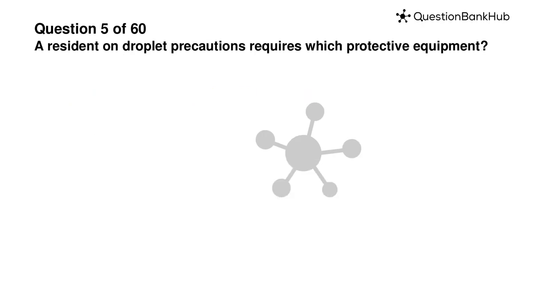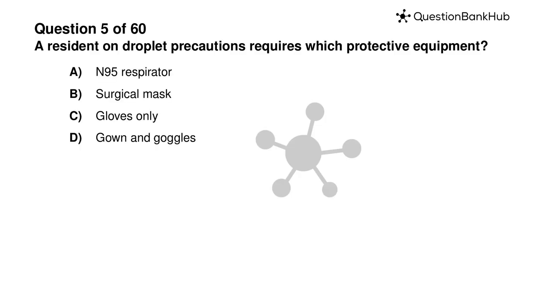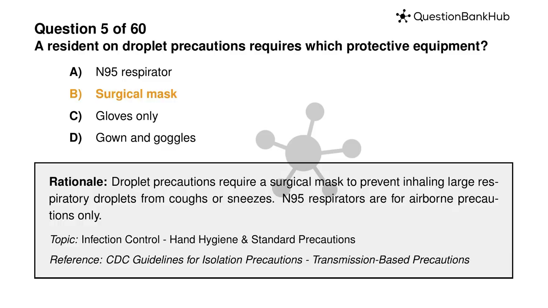Question 5. A resident on droplet precautions requires which protective equipment? A. N95 respirator. B. Surgical mask. C. Gloves only. D. Gown and goggles. The correct answer is B. Surgical mask. Droplet precautions require a surgical mask to prevent inhaling large respiratory droplets from coughs or sneezes. N95 respirators are for airborne precautions only.